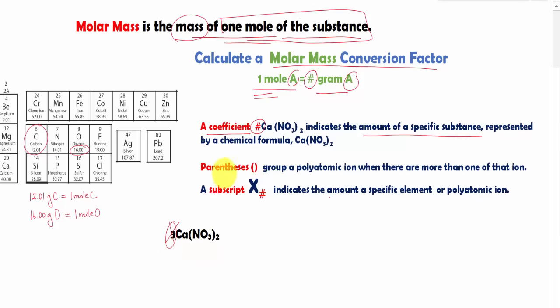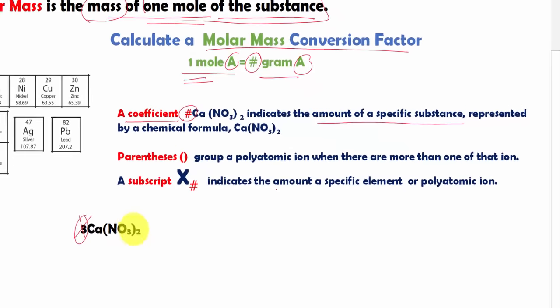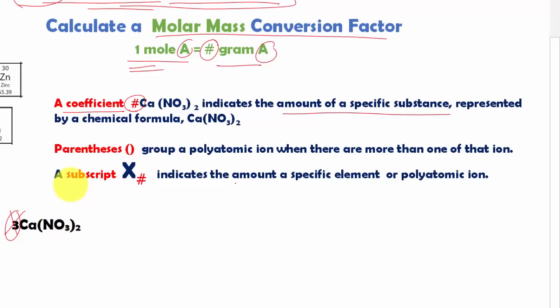But then we have the parentheses. In this case, we have that group, NO3. And then we have the subscript. That subscript 2, 3, and so on indicates the specific amount of an element or a polyatomic ion. For instance, if we look at the 3, that tells you there are 3 of O. But what about the Ca and the N? They don't have any subscript, so we know it's just going to be a 1. But what about this 2 right here? That 2 represents there are 2 of NO3.